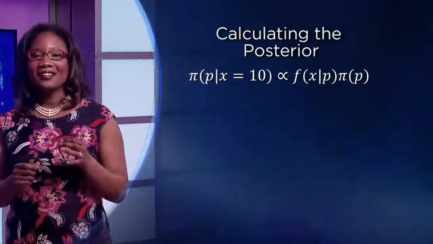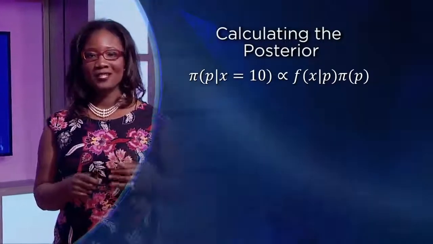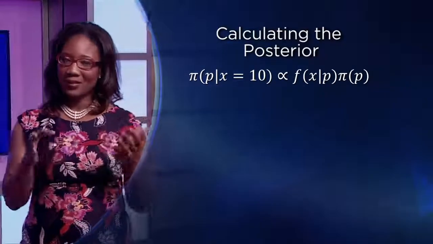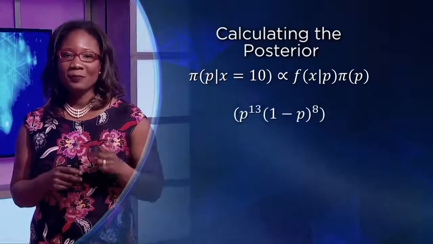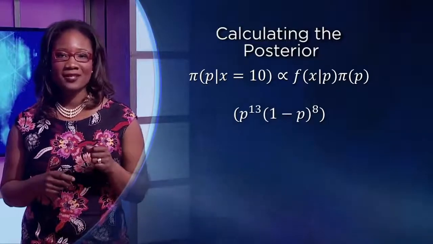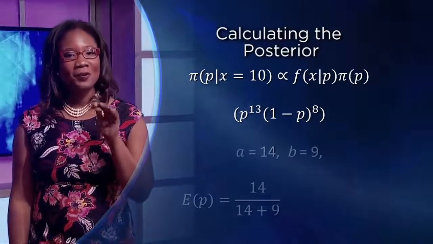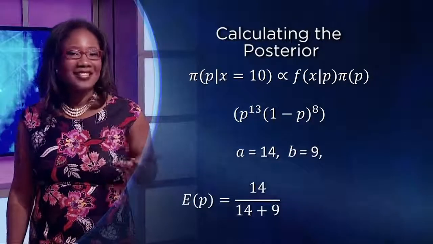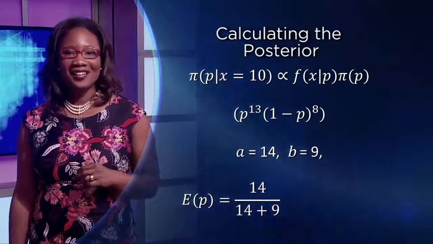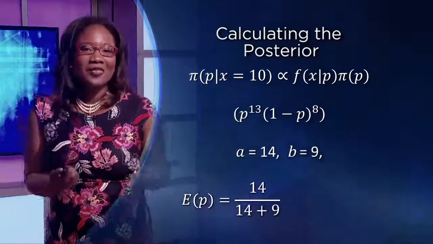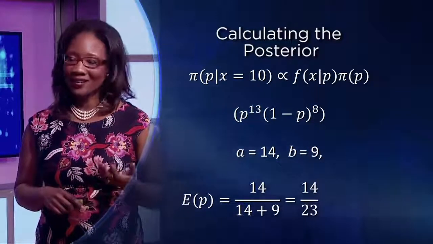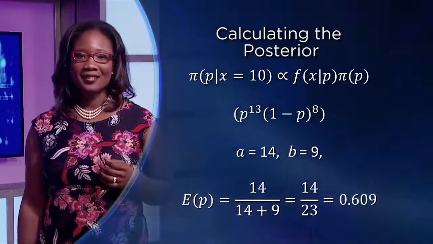And our likelihood was the binomial with x equal to 10. So notice when we write those equations out, ignoring their constants, we get the posterior distribution, p to the 13th times 1 minus p to the 8th. Now notice your posterior is actually a beta distribution with a equal to 14 and b equal to 9. So in fact, we know what the expected value of this posterior is. It's 14 over 23, or 0.6.